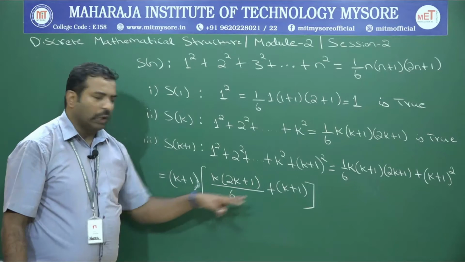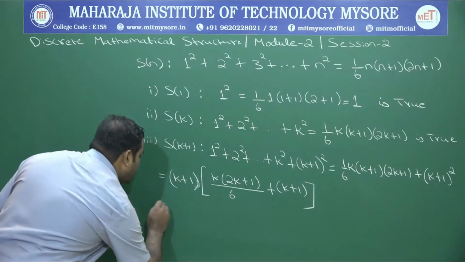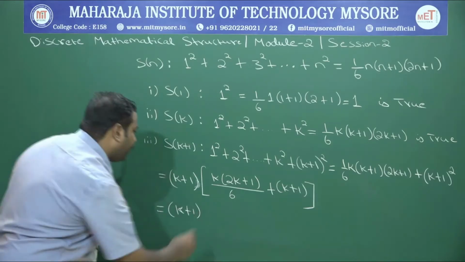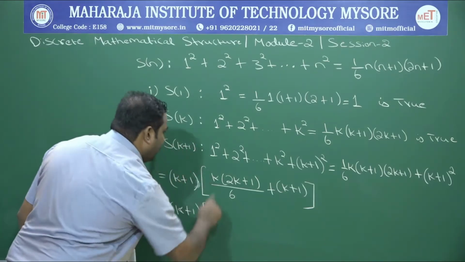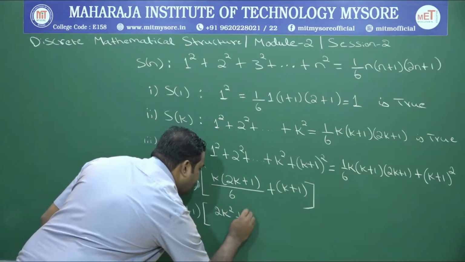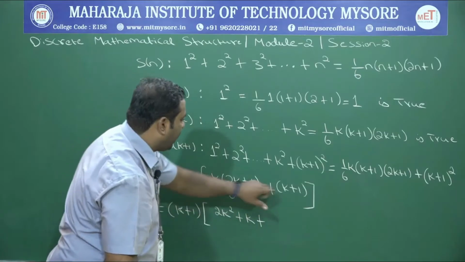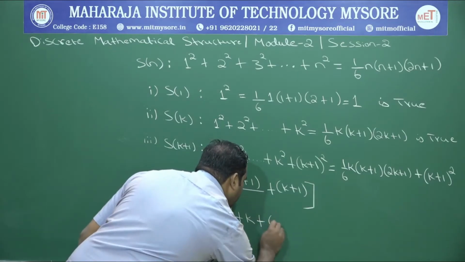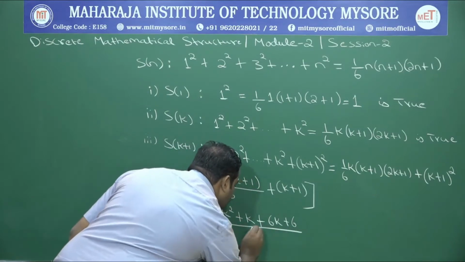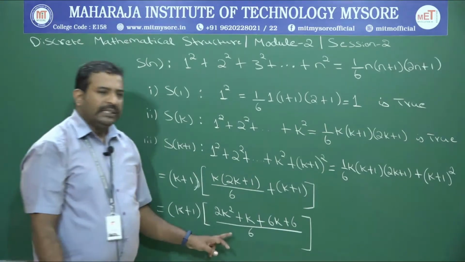Now if I solve this, taking cross multiplication, I am going to simplify this again as k plus 1 multiplied by 2k square plus k. I have just removed this bracket, plus I need to cross multiply this 6 with k plus 1, and this is 6k plus 6, and this whole thing is divided by 6. This is what I have simplified to.